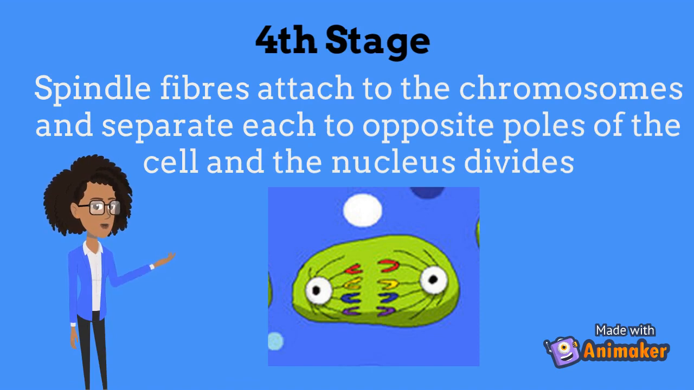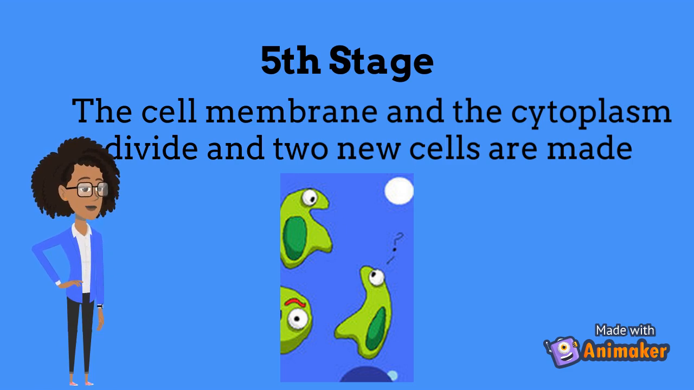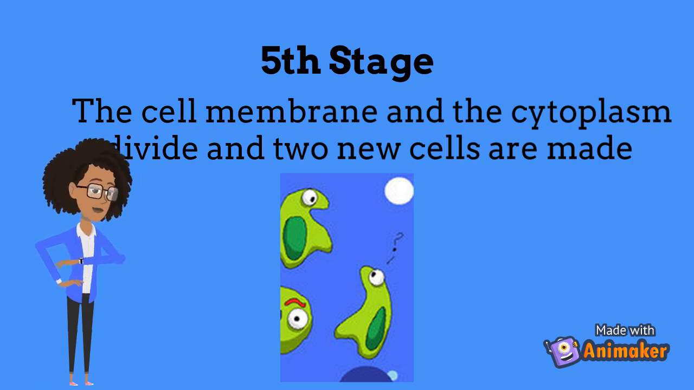After that, spindle fibers attach to chromosomes and separate the pairs. These pairs are placed at opposite ends of the cells. And then finally, the cytoplasm divides and creates two new identical cells.